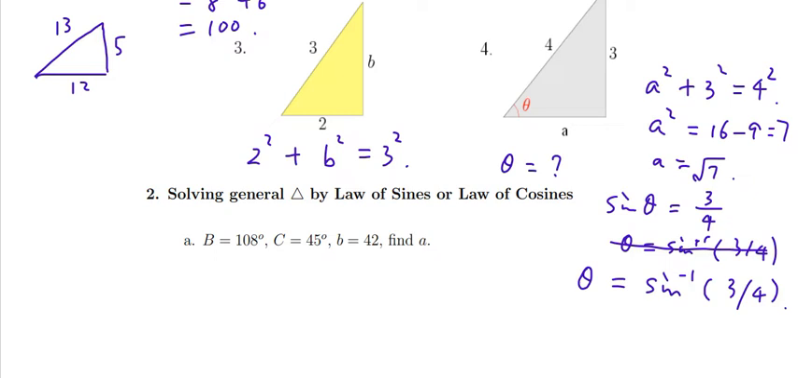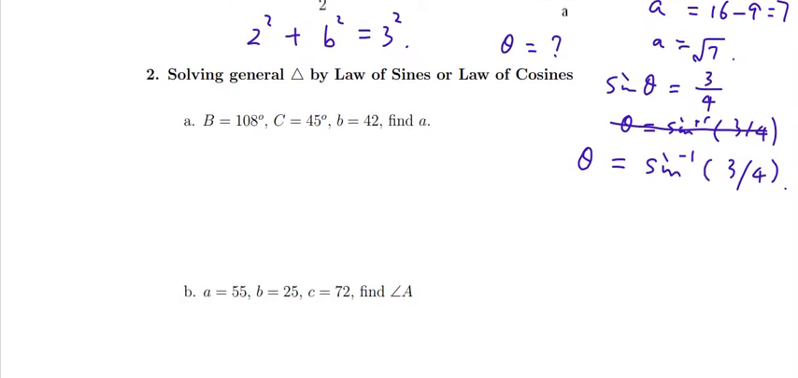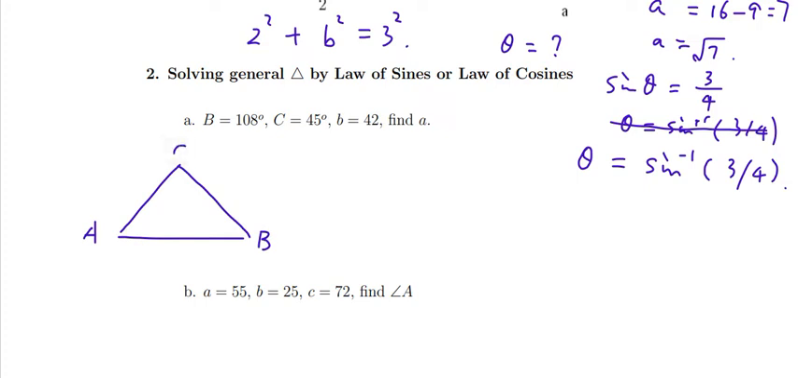Now let's consider solving a general triangle. We should use the law of sines and the law of cosines. So which law to use? At first, we just sketch the triangle. We use standard labeling: if we put A here, then B should be here. Triangle ABC.